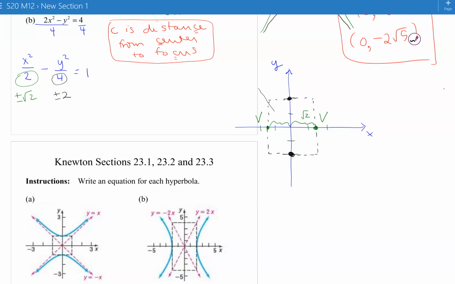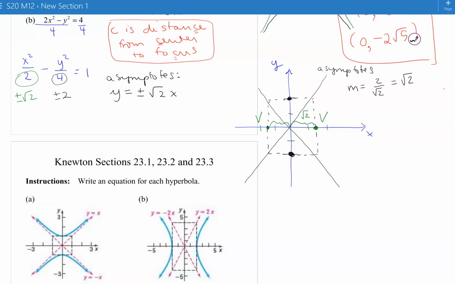Then I'm going to draw the diagonals of the box. These are my asymptotes. And let's see, what's the slope of this asymptote? I'm going to go up 2 and over the square root of 2, which I should simplify to square root of 2. So my asymptotes are going to be y equals plus or minus the square root of 2 x.